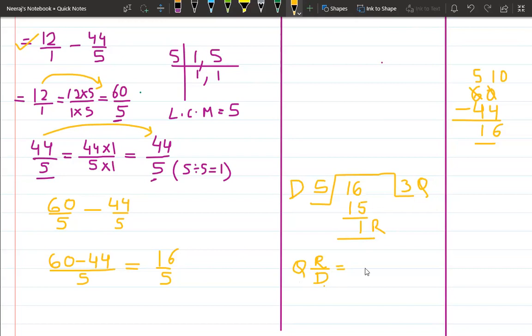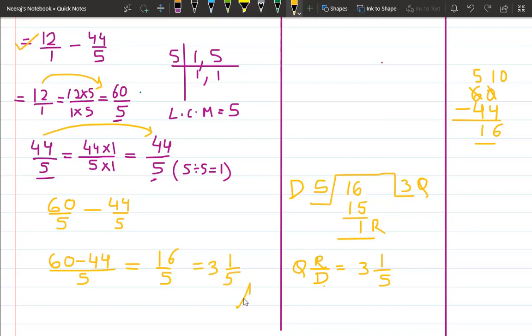So what is Q over here? Quotient. So we write 3 in the middle. Then we write the remainder 1 at the top, and the divisor and the denominator are the same, that is 5. It will not change. So what is the answer of 16 by 5? It is 3, 1 by 5.